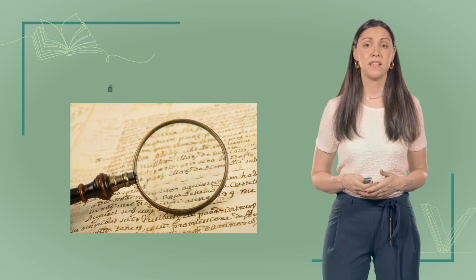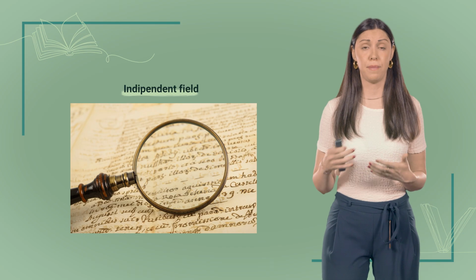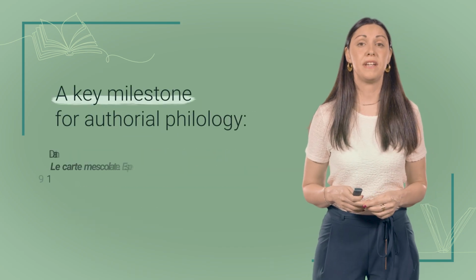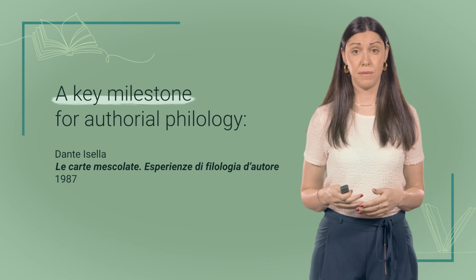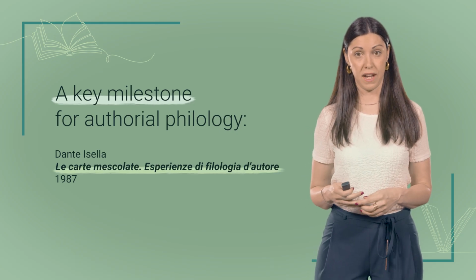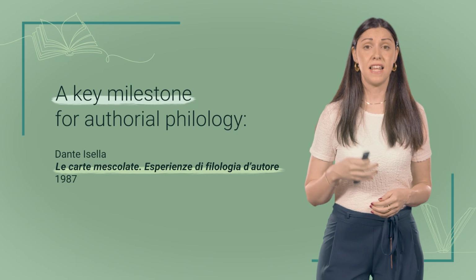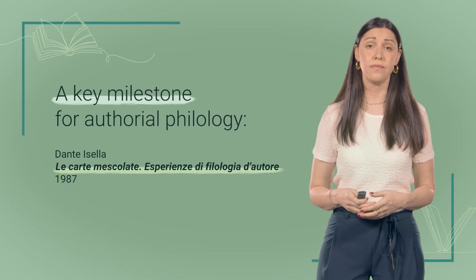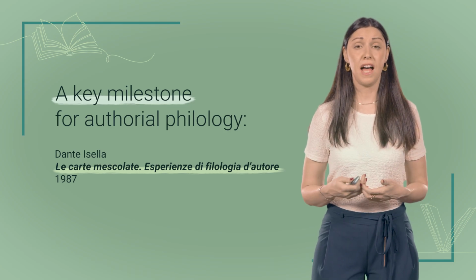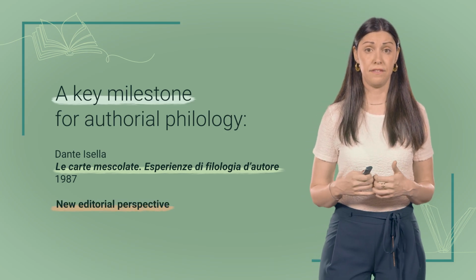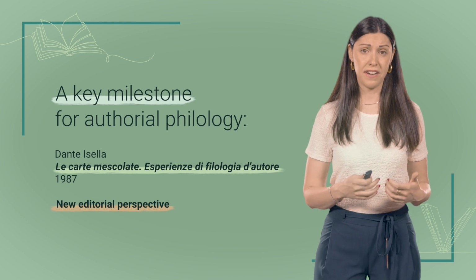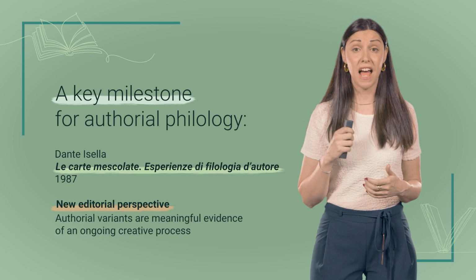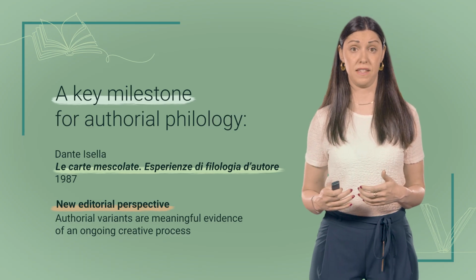Authorial philology has only recently been recognized as an independent field. A key milestone came in 1987 with the publication of Dante Isella's book Le carte mescolate, esperienze di filologia d'autore. In this volume, Isella laid out the theoretical and methodological foundation of authorial philology. He defined its vocabulary and proposed a new editorial perspective, arguing that authorial variants should not be seen as accidental, but rather as meaningful evidence of an ongoing creative process.